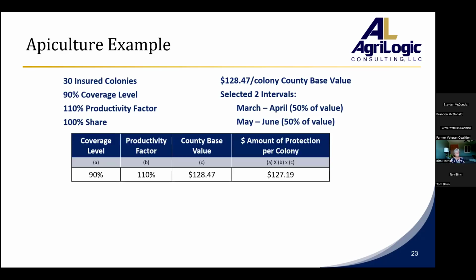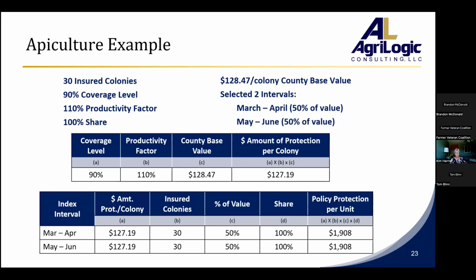So we're going to look at this. We've got a 90% coverage level times our productivity factor of 110% times that county base value. That gives us an amount of protection per colony of $127.19. So it's 128 raised by 10%, but then lowered by 10%, and it comes out pretty close by the time you do all the math to that county base value. We put it in two different index intervals, March, April, and May, June, 50% in both.